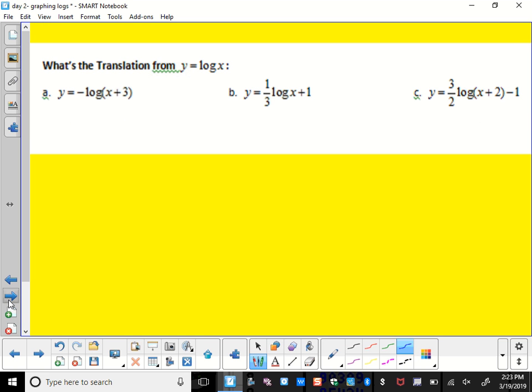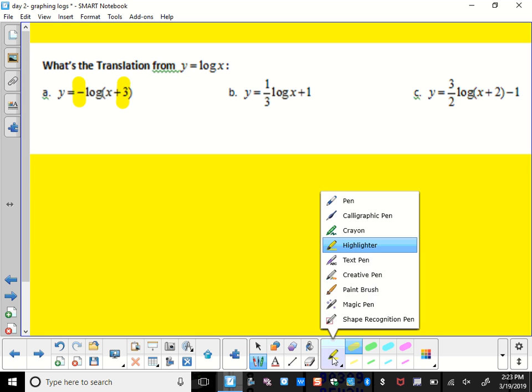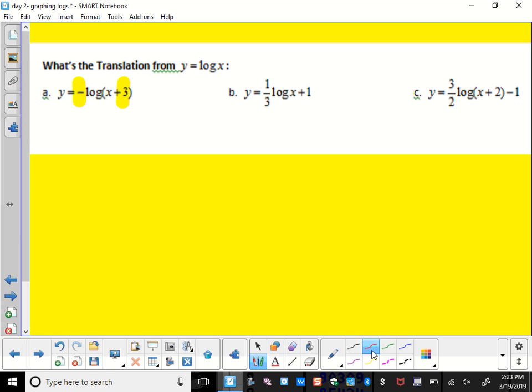All right, perfect example. I have transformations from y equals log of x. So in letter A, I have a negative and then I have a +3. What does that negative tell me to do? To reflect. And what does that +3 tell me to do? Go left. Good. Anything inside the parentheses with my x is telling me left or right. It tells me how to shift horizontally.